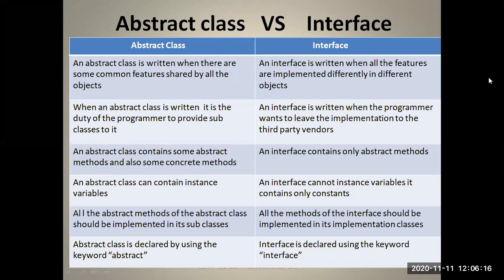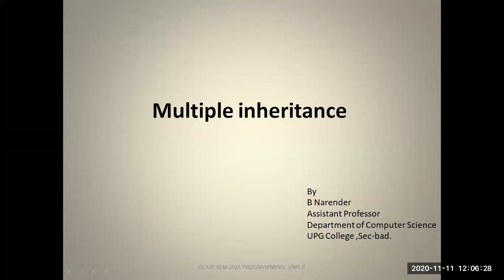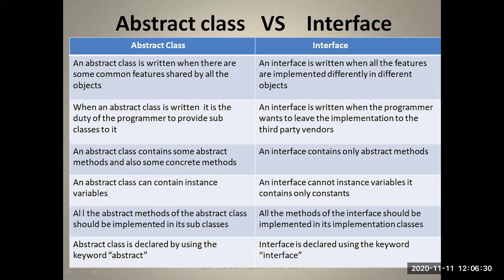So first point, an abstract class is written when there are some common features shared by all the objects. When common features are to be shared by all the objects belonging to a particular class, in that case abstract class is useful for us.